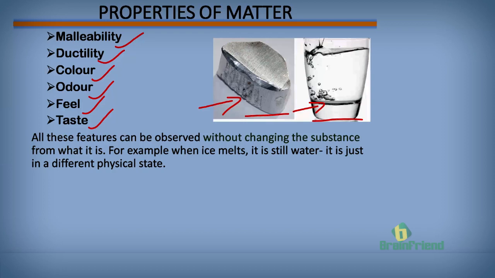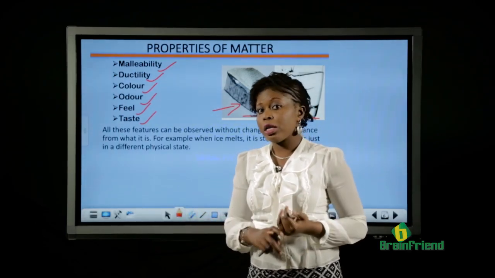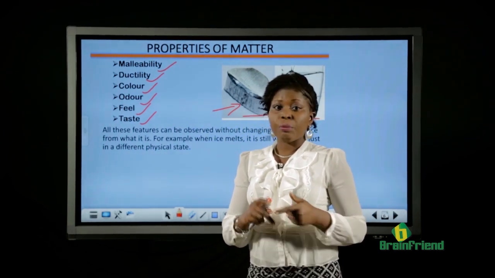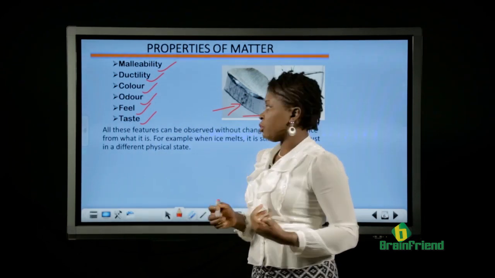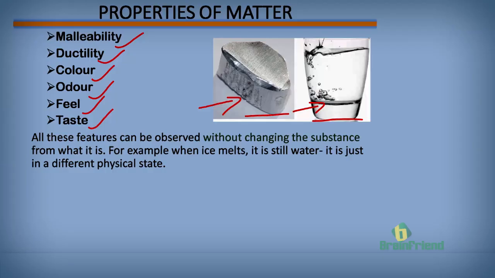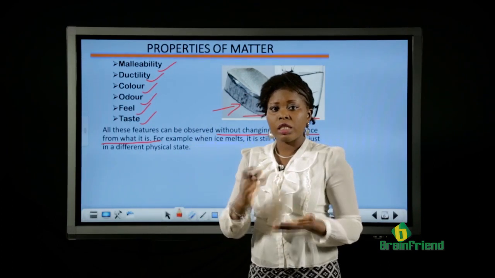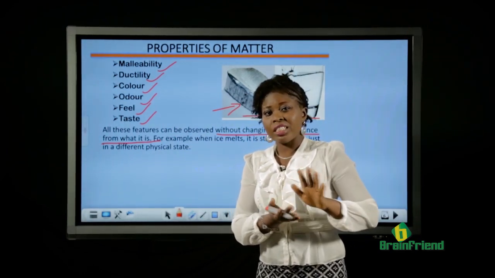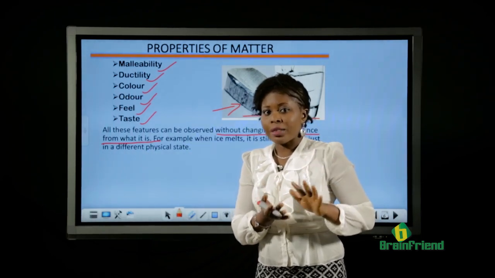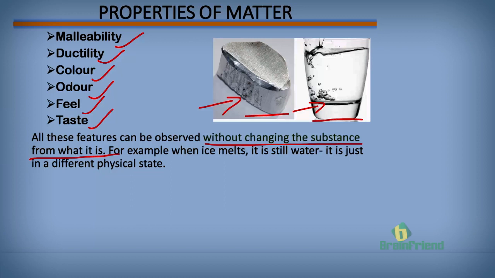For example, water. The physical properties of pure water is that it is colorless, it is odorless, it is tasteless, it has a boiling point of 100 degrees Celsius and a melting point of 0 degrees Celsius. So all these features can be observed without changing the substance from what it is. Okay? For example, when ice melts, it's still water. What has happened? It just changed from one physical state to another. It just changed from being a solid to a liquid. When it also vaporizes, it just changes its state. But that doesn't mean that that substance, water, has changed from being water. So those kind of physical properties we can note about a substance without changing them from what they are called physical properties.